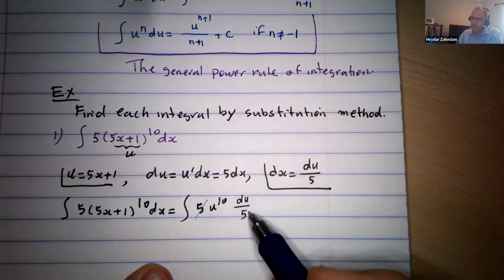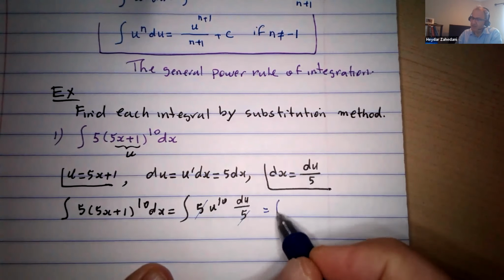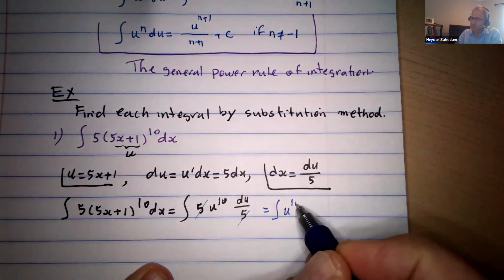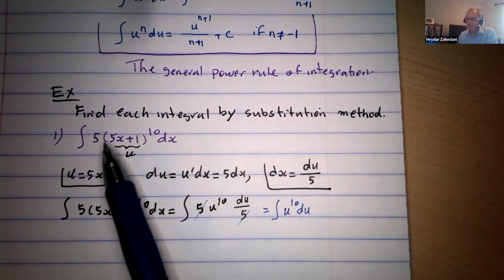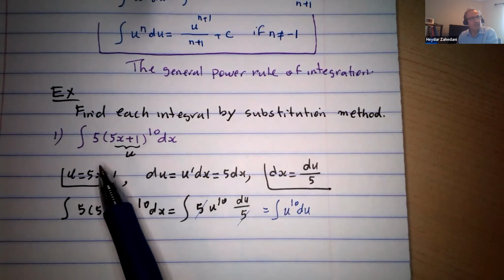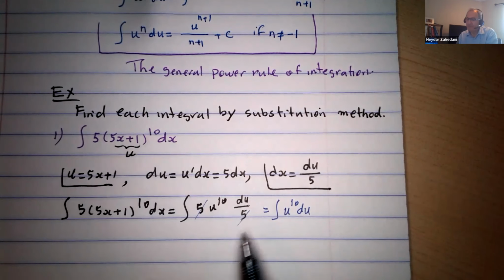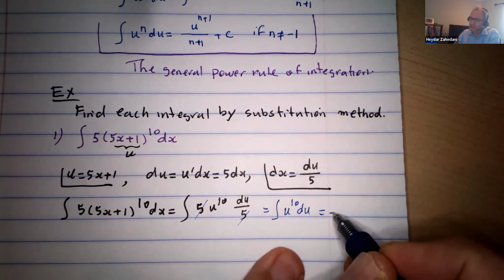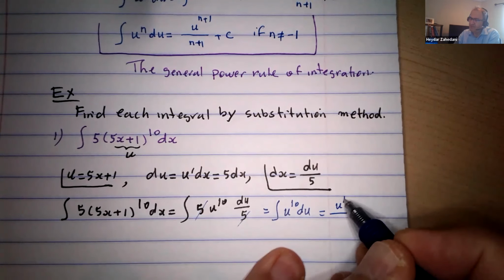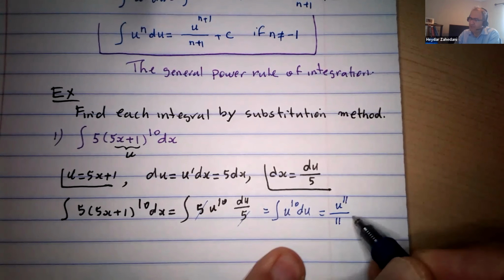So the 5 and 5 cancel out, and you arrive at u to the 10 du, as you predicted. You see, that's a power function. If you do the substitution, you must get u to the 10. So the power rule of integration gives u to the 11 over 11 plus the constant c.